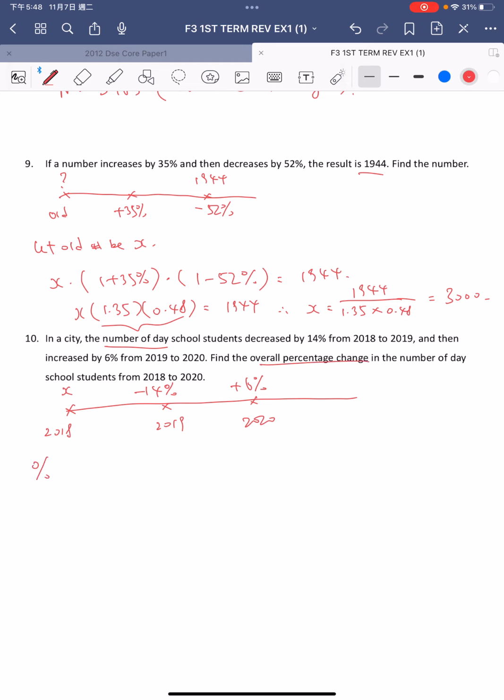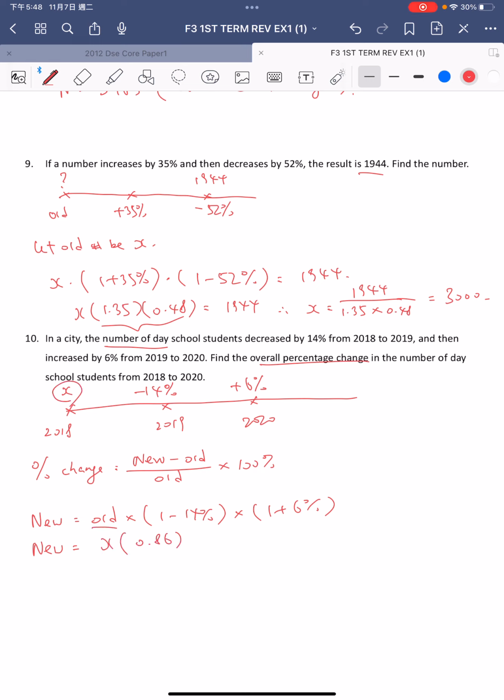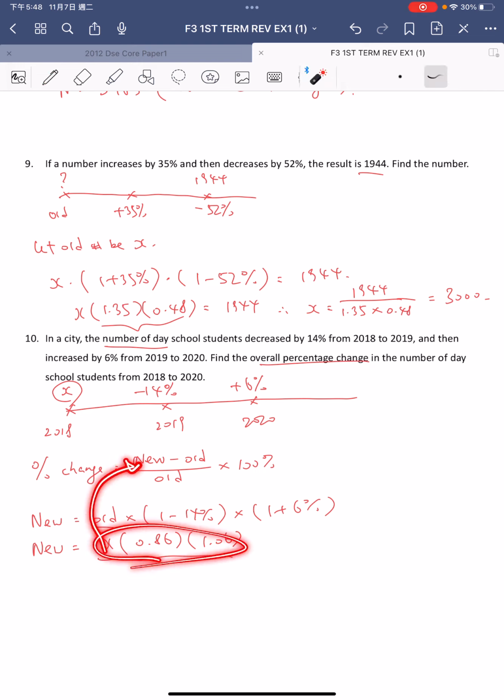Do you still remember that the percentage change is equal to the new value minus the old value, divided by the old value, times 100%, isn't it? So then we can use our new value, which is equal to the old value times our decay factor 1 minus 14%, times our growth factor, which is 1 plus 6%. So the new value is x times 0.86 times 1.06. Okay, so this is our new value. We can just substitute this new value back into our equation.